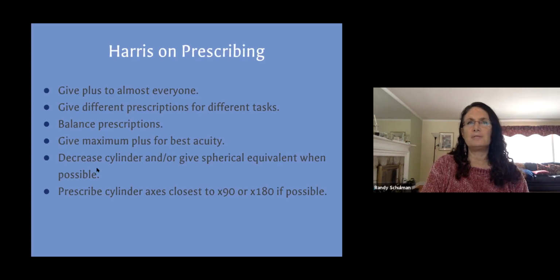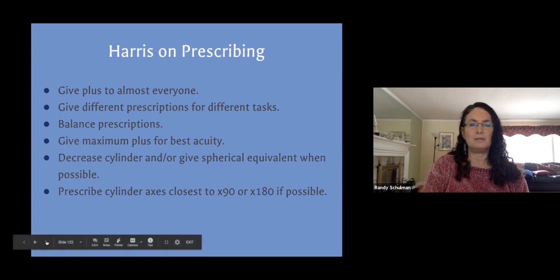Paul Harris also did some studies with posture and astigmatism. So he found musicians that have unusual postures tend to have unusual cylinder. So wherever possible, try to go to axis 90 or 180, or drop the cylinder.